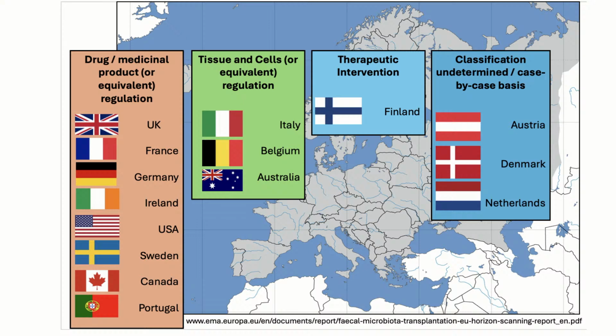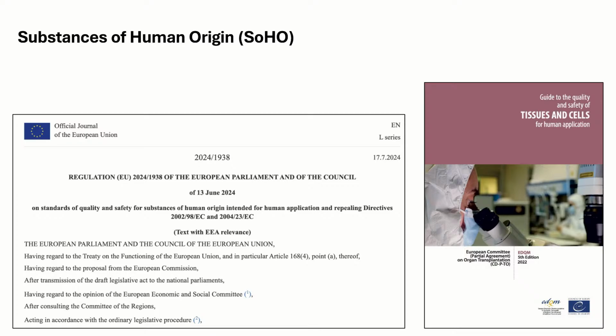In Finland, it's just classed as a therapeutic intervention, and in many other countries, it's really not defined at all, and regulation is absent. Hopefully, within Europe at least, things are starting to change, and in Europe, there's the new classification called the SOHO regulations, substances of human origin, and FMT will be one of the first products to be regulated under this new category. Breast milk is also being regulated under this category as well. Hopefully, this will lead to further standardization of processes and better control, and therefore quality and safety of the products that we produce within Europe.